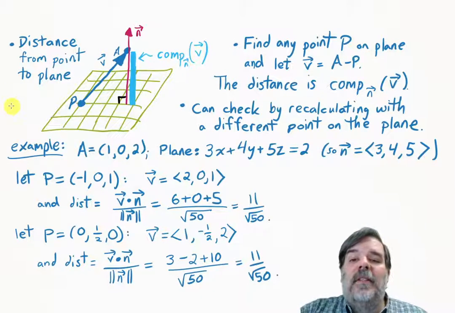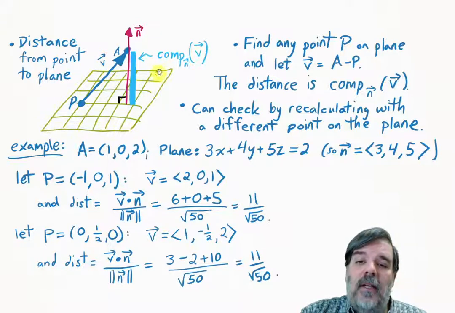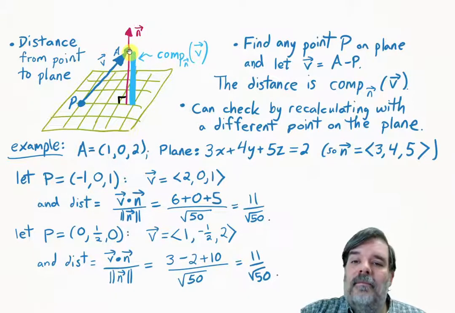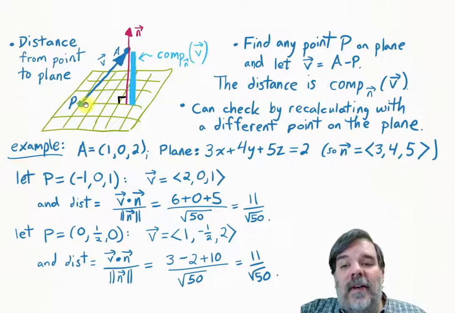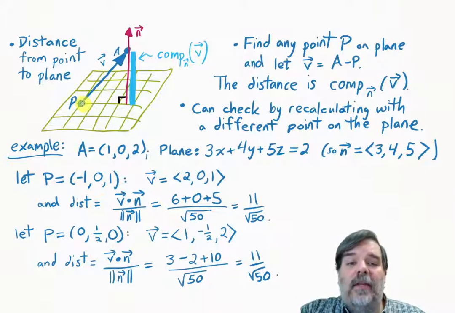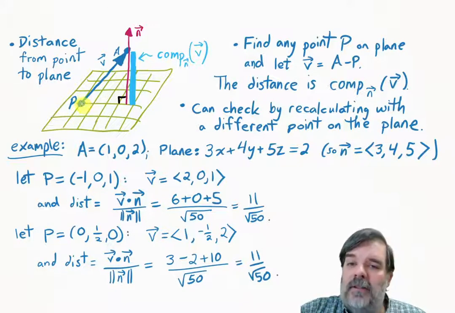First, if you want to find the distance from a point A to a plane, which I've represented as this green grid down here, it is very similar to finding the distance from a point to a line. It's a little bit easier actually. In this case, you first need to find any point which is on the plane. Call that point P. Maybe you're given the point, maybe you have to find one by picking some values for x, y, and z. Once you have a point on the plane, you want to calculate the vector v between those 2 points. So here v is a minus p.